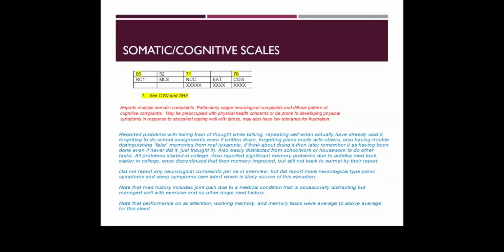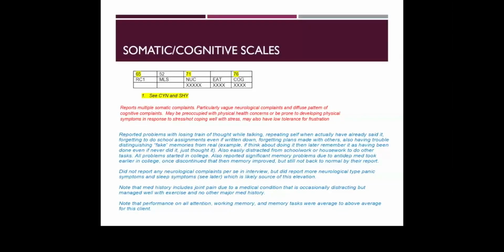From an empirical correlate standpoint, this person may be preoccupied with physical health concerns or be prone to developing physical symptoms in response to stress, or is not able to cope with stress and may also have a low tolerance for frustration. Again, we would want to interpret this in the context, particularly with Nuke and Cog, that RBS was high. So we would want to consider that.